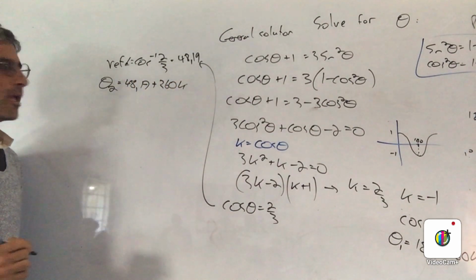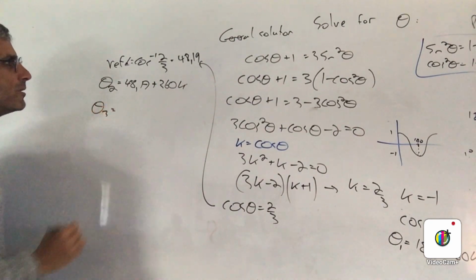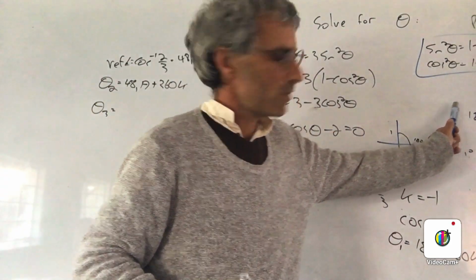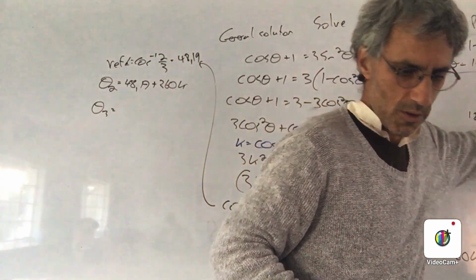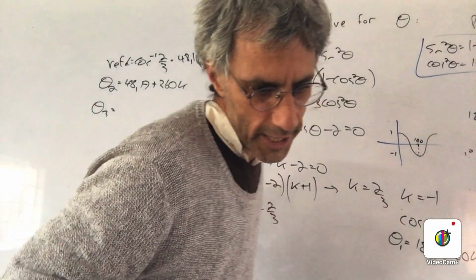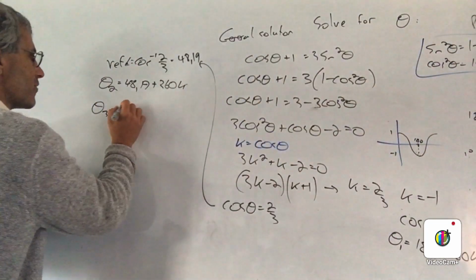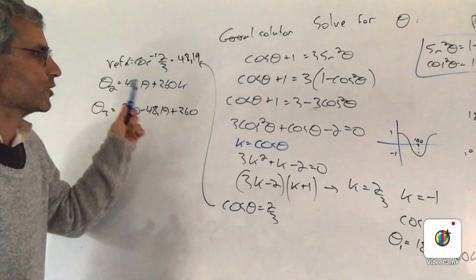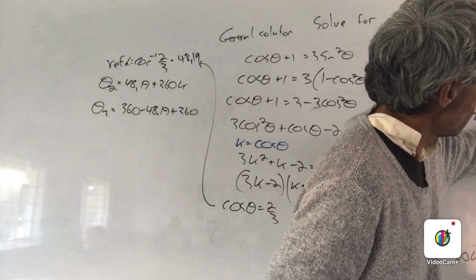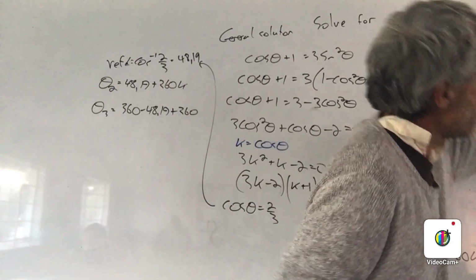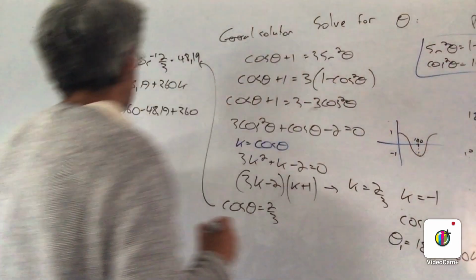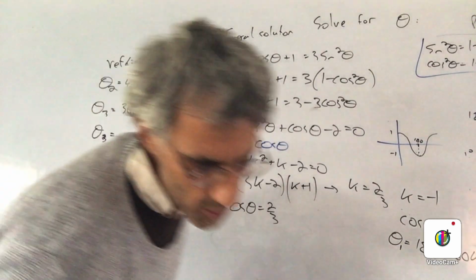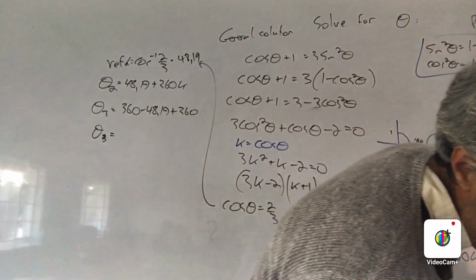The second one, or the third one: where else is cosine positive? In which quadrant? In the fourth. So what I've got to do, I'm just checking that I've got it right, it's going to be 360 minus 48.19 plus 360k. So I took that 48.19, did 360 minus that one up here, and then I can keep on adding 360k. So I'm going to get theta 3. I'll just see how much that is.